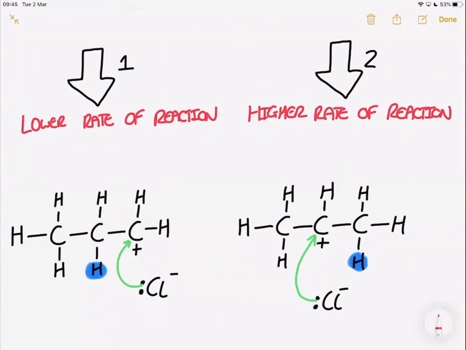So again, we can kind of annotate a little bit there. Pathway 1 is slower, pathway 2 is quicker. That's the kind of plain English version of what we've just been discussing. Okay?